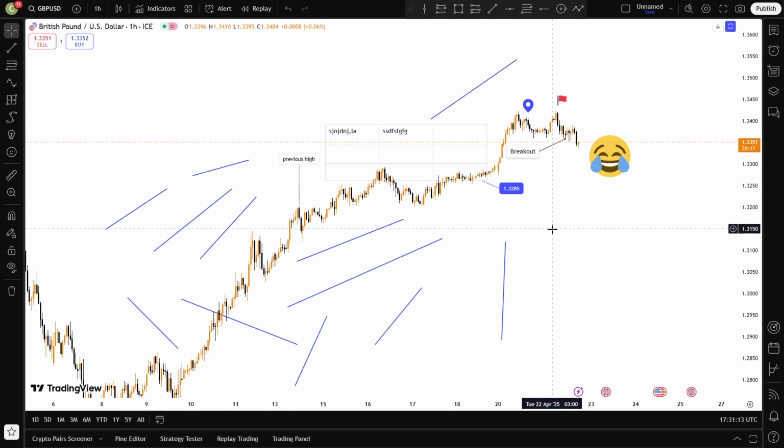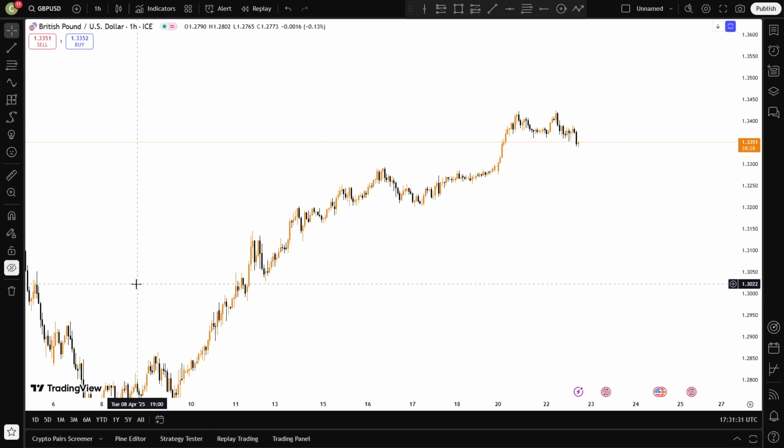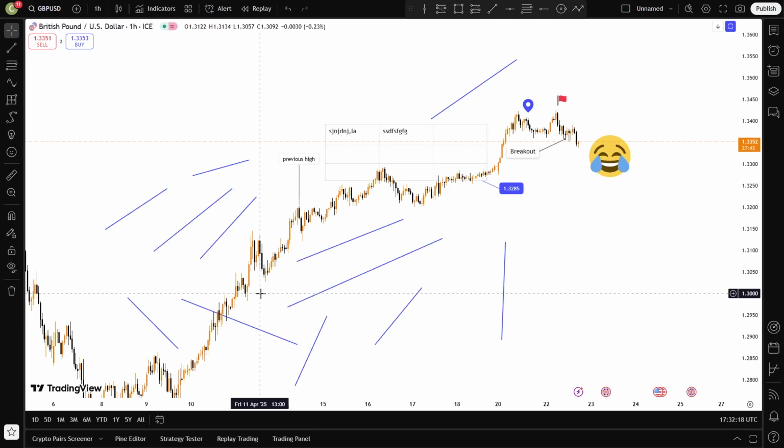And the next one is the hide drawings. Under the hide drawings, we have the hide drawings, hide indicators, hide position orders, hide all. You can hide all drawings, and then as you can see, all drawings will disappear, or you can just hide just the drawings, and if you have anything as indicators or position and orders, that will stay, and then the drawings will disappear.